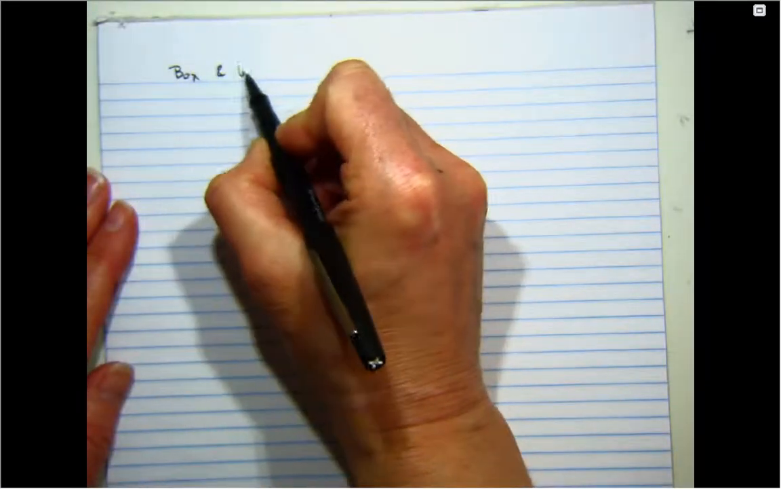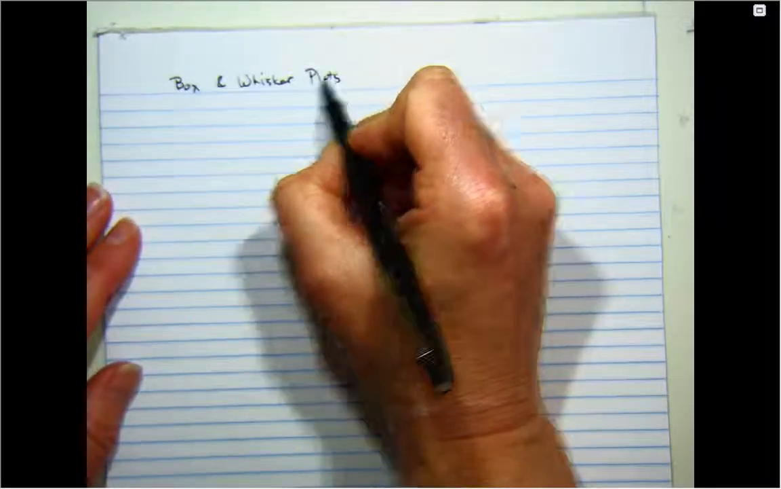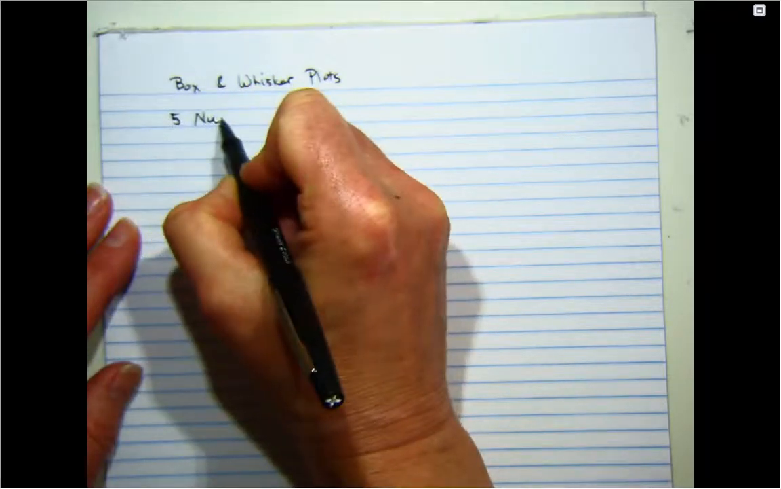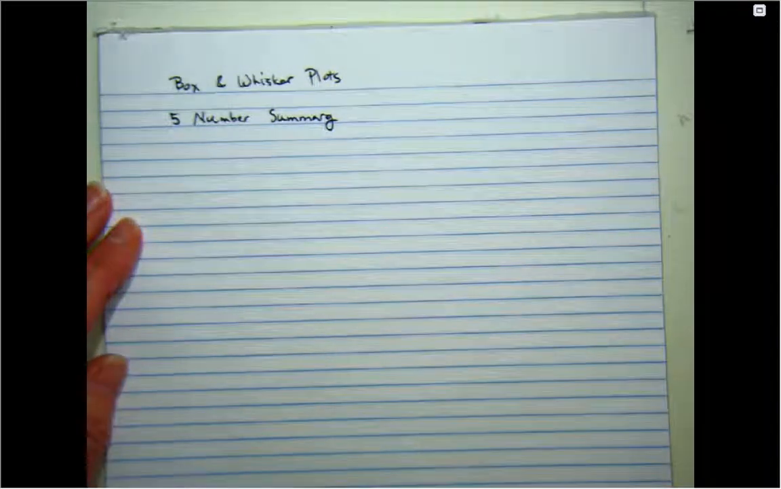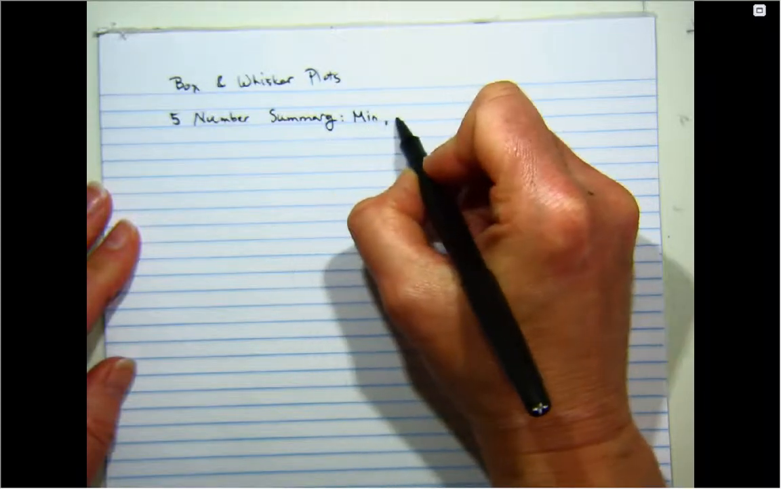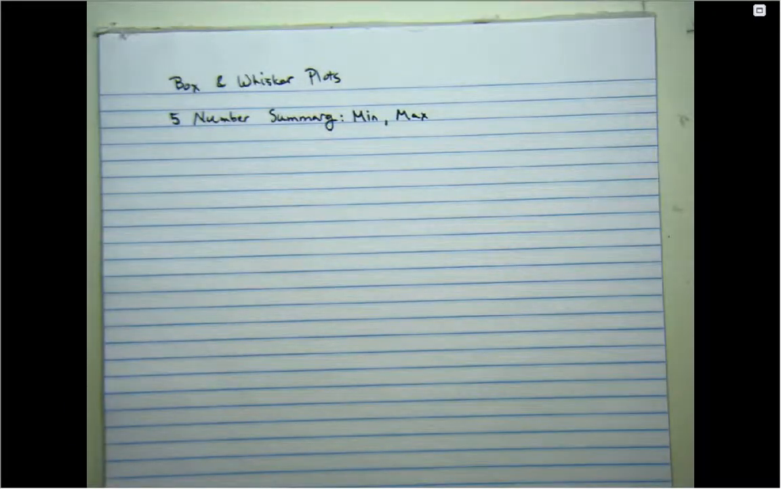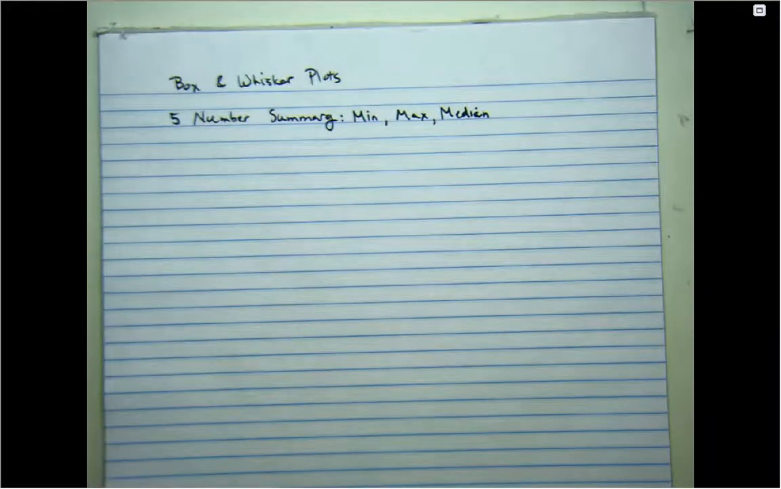So we're still in section 9.2, but now we're looking at box and whisker graphs, or plots. We're going to use a 5-number summary to figure those out. The 5 numbers are the min and the max. Those are the easy ones. You just have the smallest number and the largest number. And then you have the median, which we already talked about. That's the middle number, or if there are two middle numbers, you average those.